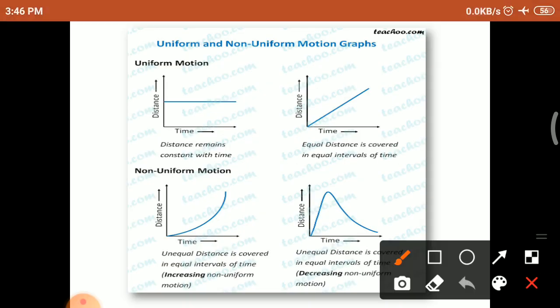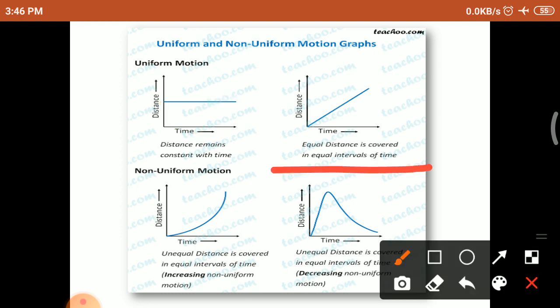And see here, when we get the graph as a straight line, that motion is said to be uniform motion. Here the distance remains constant with the time. That means 30 meters, 30 meters, 30 meters. So the distance of the object does not change. Here the time is increasing, 1, 2, 3, but the distance of the object is not increasing.